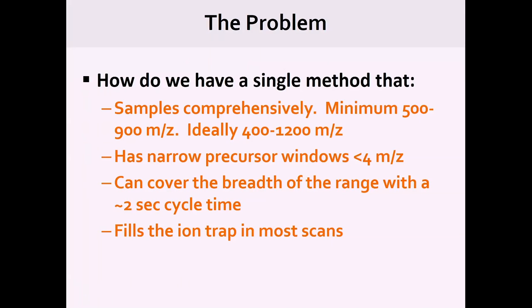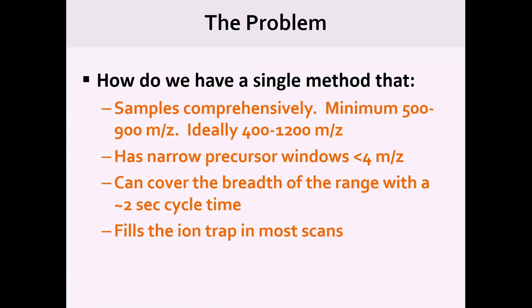So we want to be able to cover the breadth of a range, whatever this mass range is, either 500 to 900 or 400 to 1200, in less than or approximately a 2 second cycle time. And this comes down to whether we have enough points across the peak to be able to define an area. For Orbitraps, we want to be able to fill the ion trap in most scans. That means that we have the greatest sensitivity or the best chance for sensitivity.